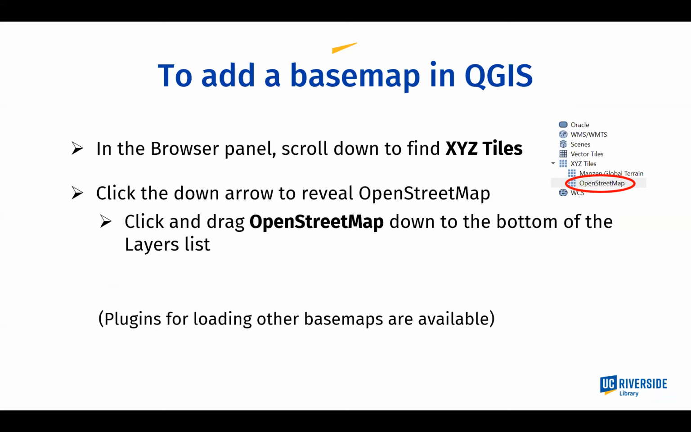The way you add OpenStreetMap is to go up to that browser panel, if you picture that on the upper left. You scroll down toward the bottom of that browser panel and you'll see something that says XYZ tiles. You open that up and OpenStreetMap is what you want. You would just click on that and drag it down into your layer list.